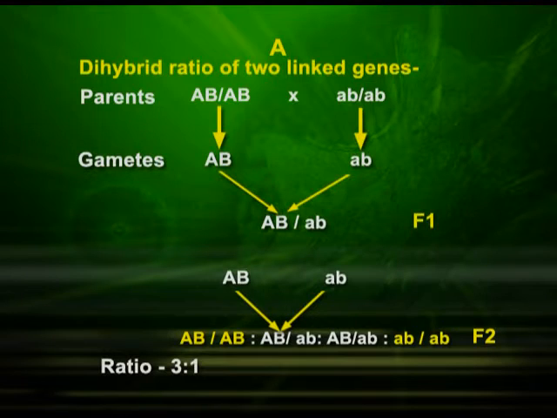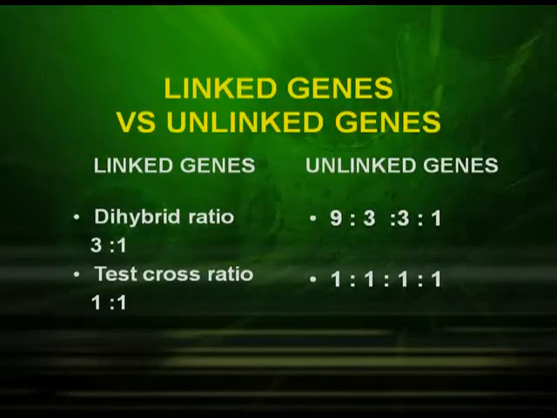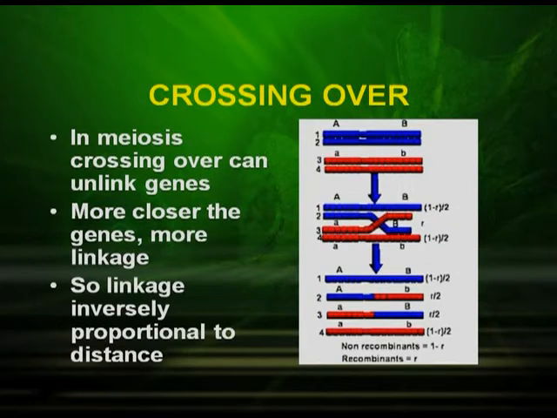Now, let us explain the dihybrid ratio of 2 linked genes and observe the result. The ratio is 3:1, which is quite different from the usual dihybrid ratio, 9:3:3:1. Now, let us see the cross. The parents were homozygous dominant and homozygous recessive. The homozygous dominant is represented by AB, AB, and the recessive one by small a and small b.